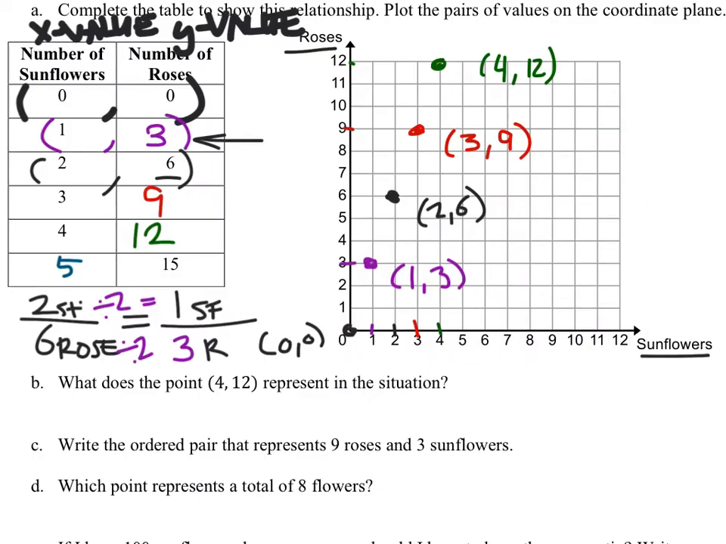Alright, so what does the point 4, 12 represent in this situation? Well, 4 was the x value, which is sunflowers. So that would be 4 sunflowers. And the 12 was the y value, which was roses. 4 sunflowers and 12 roses.